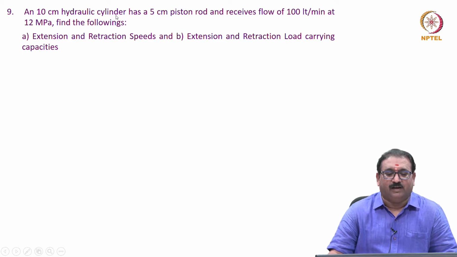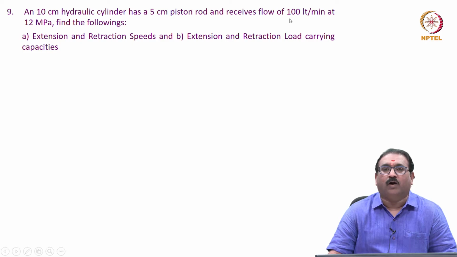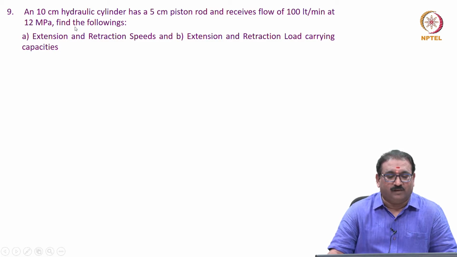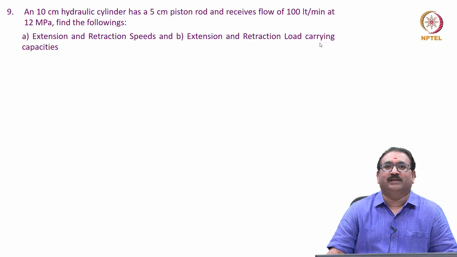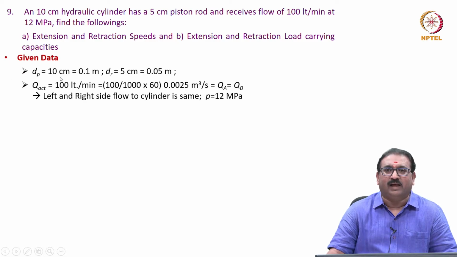A 10 centimeter hydraulic cylinder has a 5 centimeter piston rod and receives a flow of 100 liters per minute at 12 MPa. Find the following: extension and retraction speeds, velocity he asked, and extension and retraction load carrying capacity, meaning he asked the force during the extension and retraction. These are the given data.